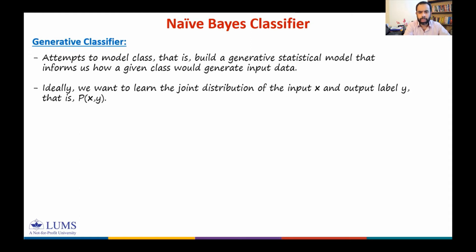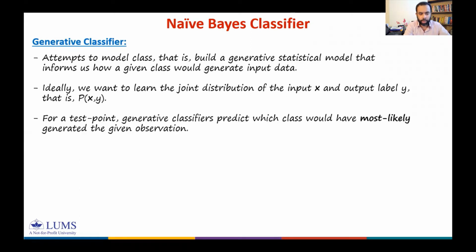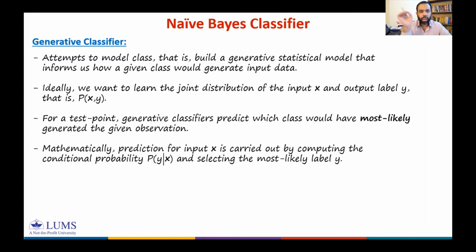And once we have this joint distribution for a test point, generative classifiers predict which class would have most likely generated the given observation or a set of observations. So that was the principle of Bayesian learning, right? Mathematically, prediction for input x is carried out by computing the conditional probability of y given x, and then you select the most likely label y. That is maximum a posteriori estimation of the label, right?